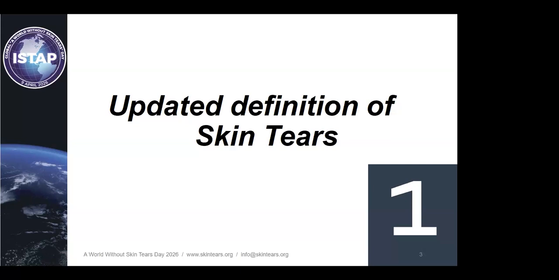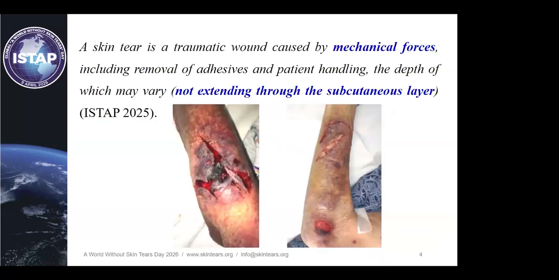The Made Easy provides an updated definition of skin tears, where a skin tear is a traumatic wound caused by mechanical forces, including the removal of adhesives and patient handling, the depth of which varies, not extending through the subcutaneous tissues. With regards to the current definition, it emphasizes the significance of the etiology as well as the anatomical limitation of the wound, that is the skin tear.